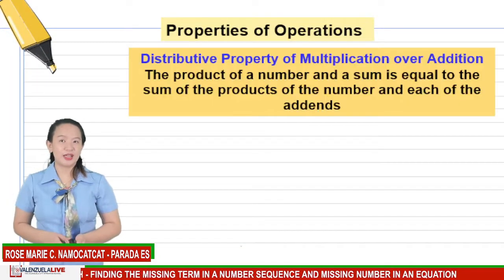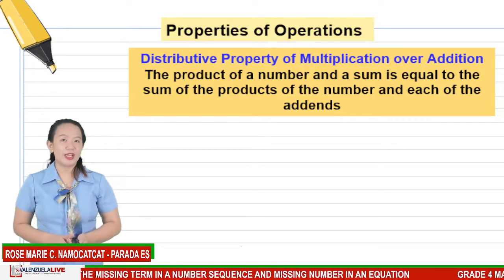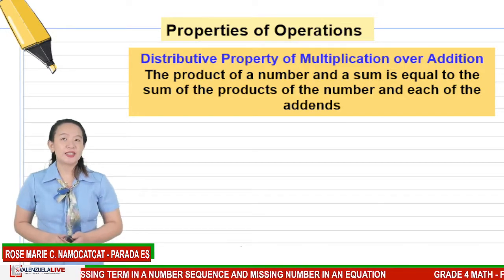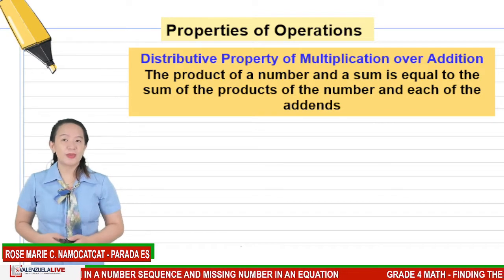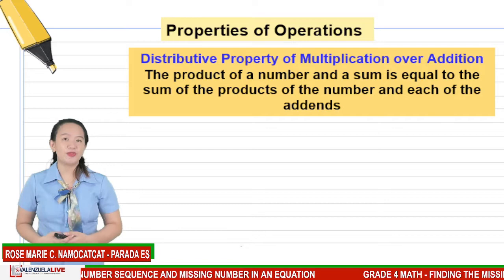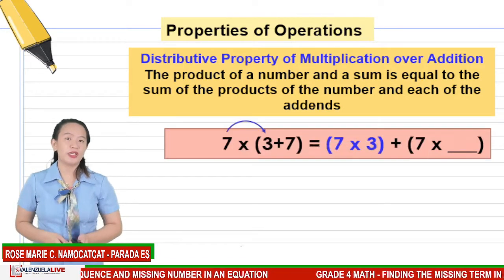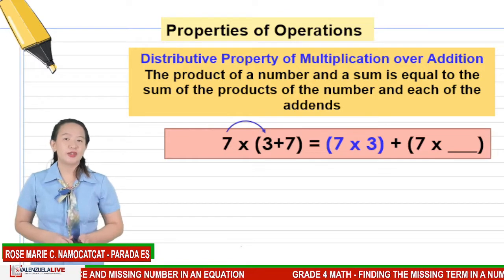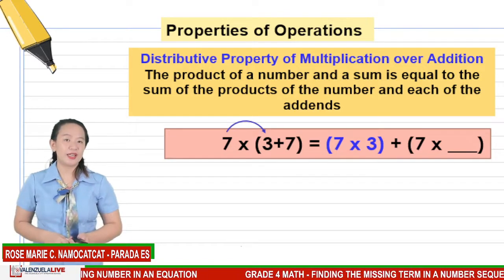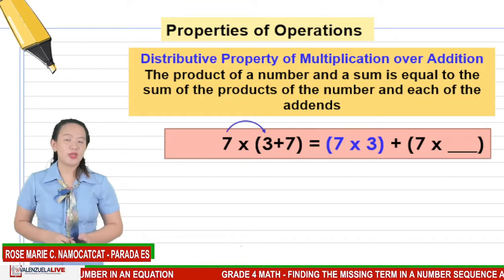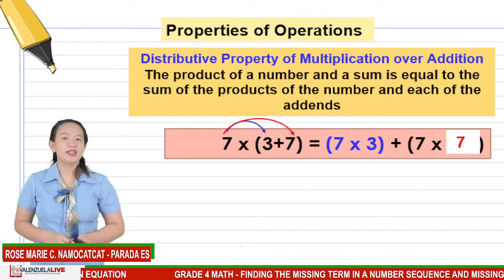Now let's have another property, which is the distributive property of multiplication over addition. It states that the product of a number and a sum is equal to the sum of the products of the number and each of the addends. Let's have some examples here. Number 1, so you can see 7 times 3. Now, what will be the next number? As we use the distributive property, the next one is 7 times 7.